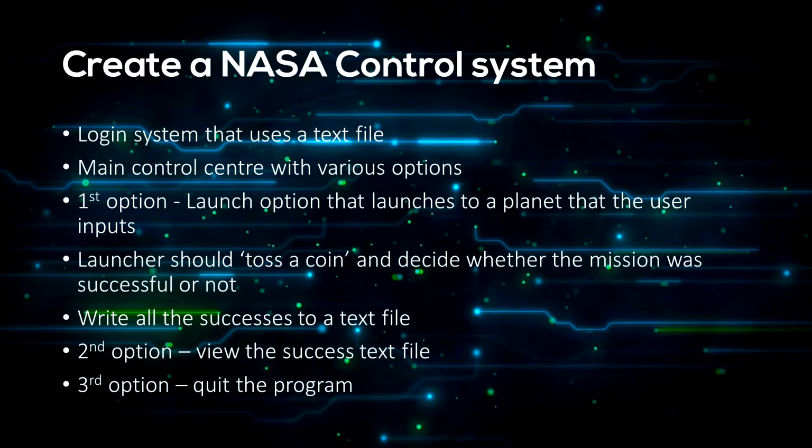So, the challenge is to make a NASA control system. It needs to have a login system that uses a text file, a main control center with various options, a launch option that launches to a planet that the user inputs, and the launcher should toss a coin and decide whether the mission was successful or not. It needs to write all the successes with the planet name to a text file, and the second option on the control center should be to view the success text file, and finally the third option should just quit the program.